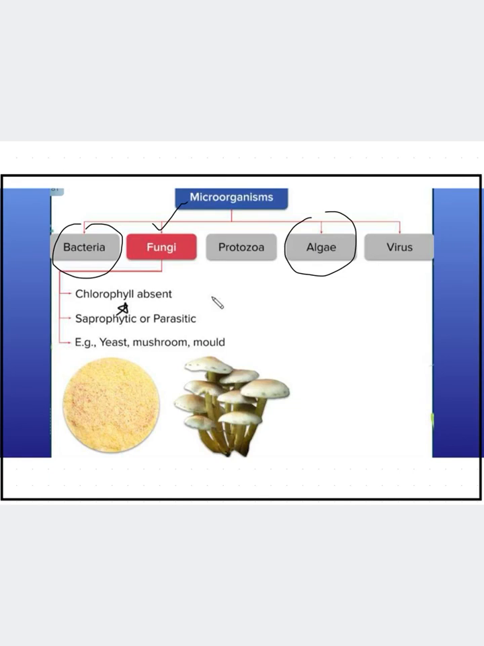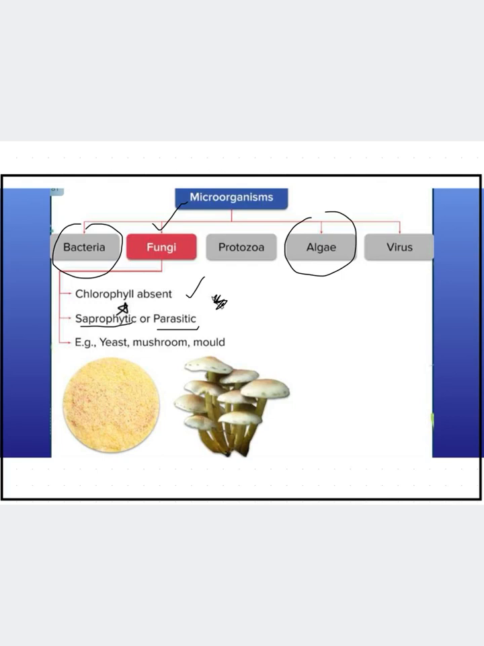In this category of microorganisms, chlorophyll is absent, means they do not contain chlorophyll. That is, they are heterotrophic. They have heterotrophic nutrition, means they cannot prepare their own food. They are saprophytic and they are parasitic in nature.